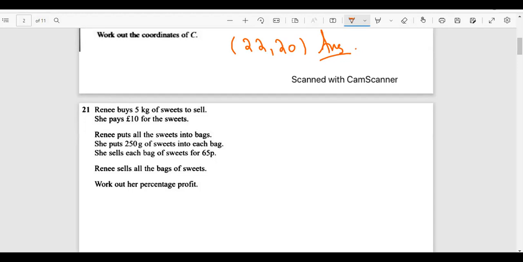So we need to talk about the profit, and this was her cost, right? She initially bought 5 kgs and now she's making bags of 250 grams each. So how many bags is she going to have? She'll have 20. 5 kgs is the total amount of sweets, and each bag is made of 250 grams. So how many bags? 20.